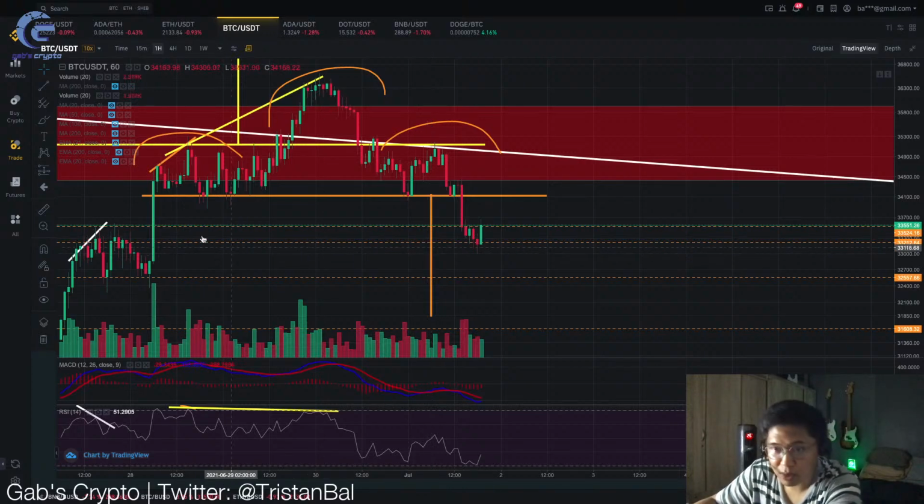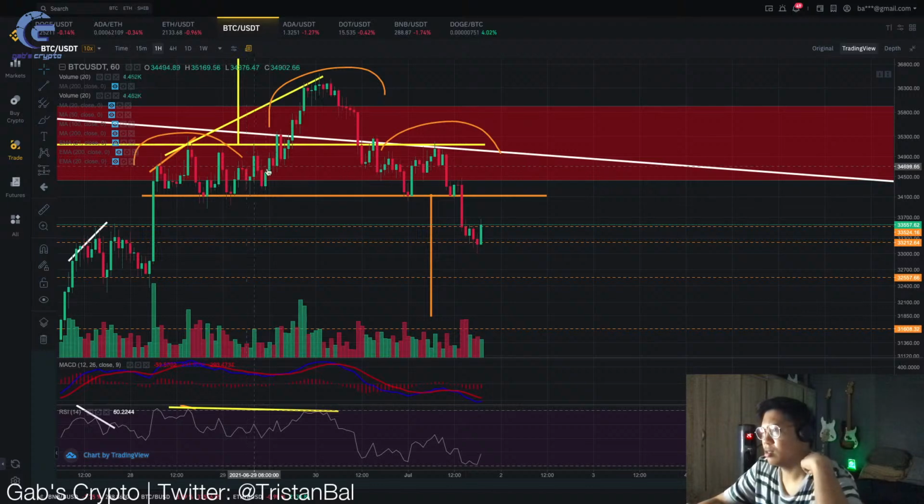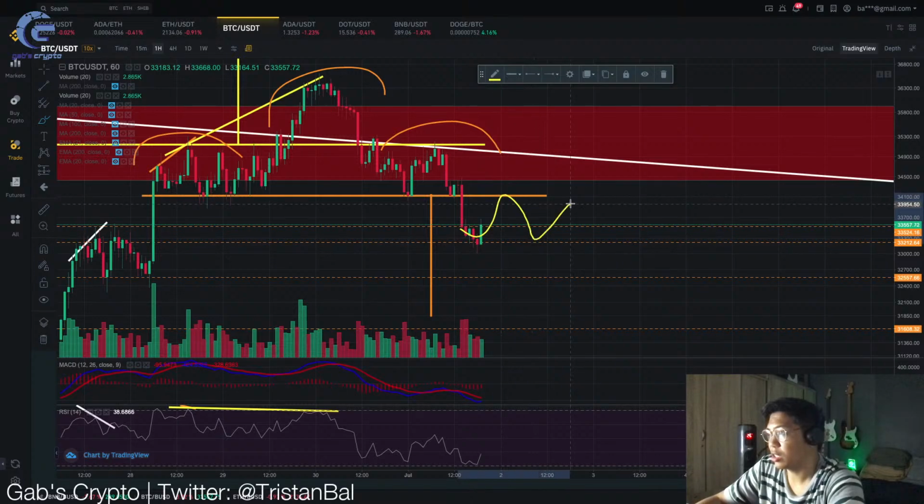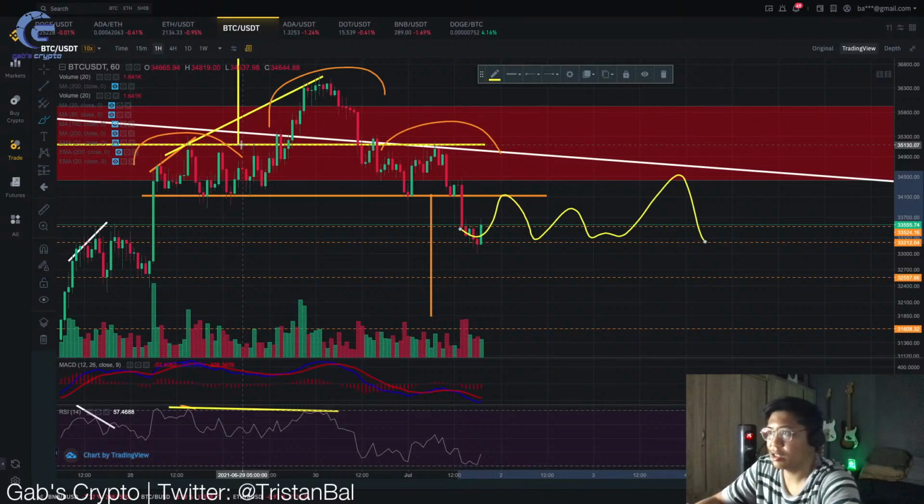Pump na ba po? Pump na ba po ba ito, Sir T? I don't think so na siguro more on sideway actions for me. Kasi yun nga low volume siya. So I think possible na ganyan siya dito at this area. So yun yung more likely pwede mangyari.